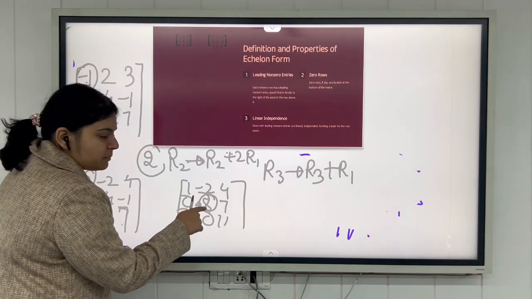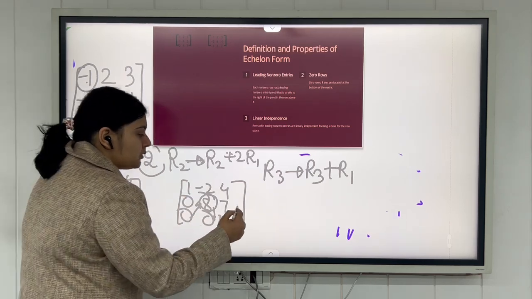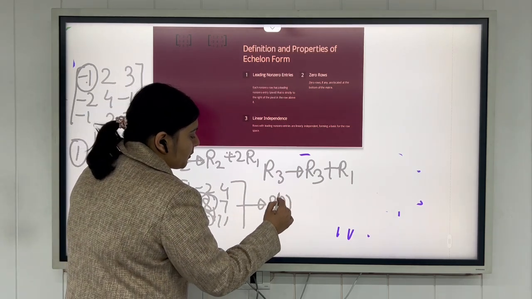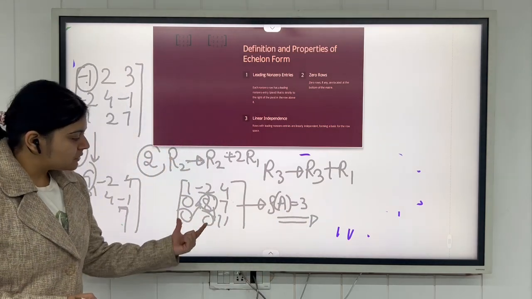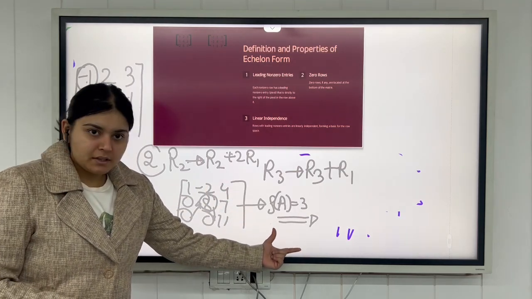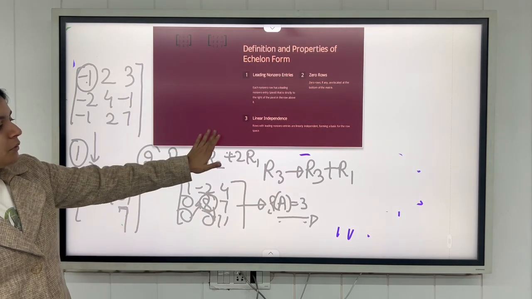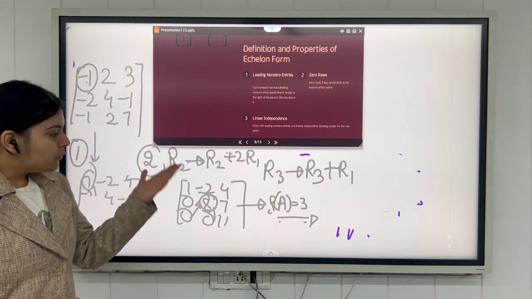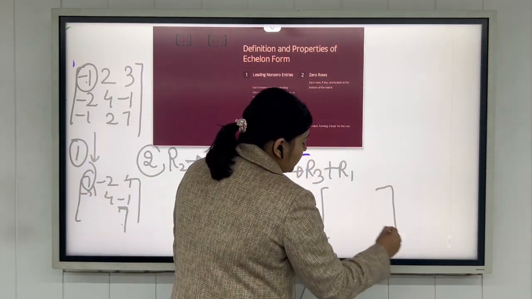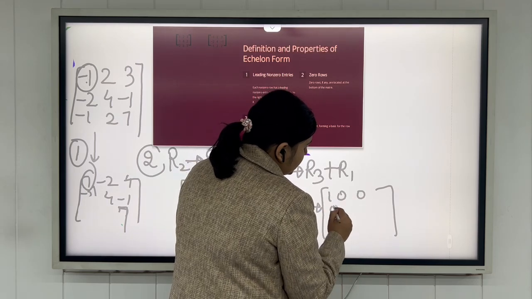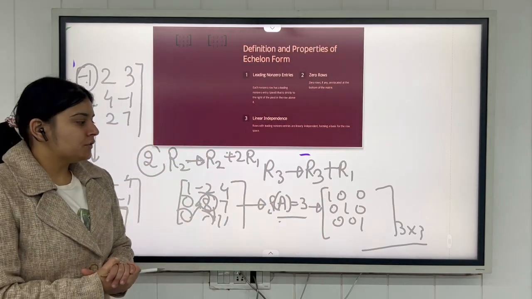You will make sure that this particular element is 1 and its downward element is 0. When you do this, the rank will come out to be 3. You can see that the number of non-zero rows is 3, which gives the value 3 as the rank here. But after the rank, if we want to convert this matrix into the normal form, we will apply row operations and column operations in such a way that we get the identity matrix of 3 cross 3 order.